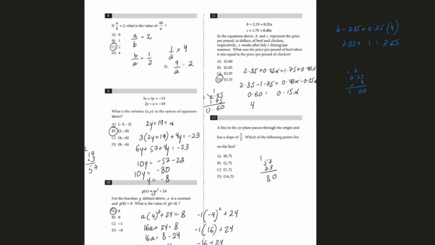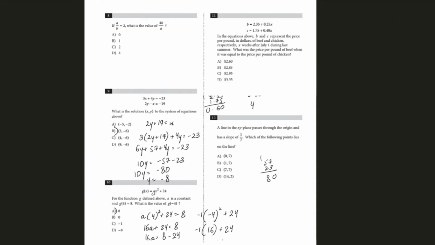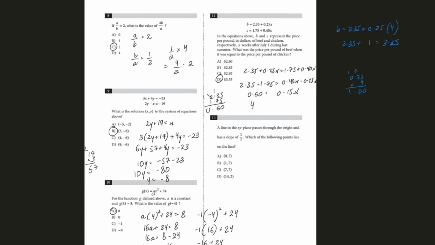A line in the xy plane passes through the origin and has a slope of 1 upon 7. Which of the following points lies on the line? So the first really important thing: it passes through the origin.